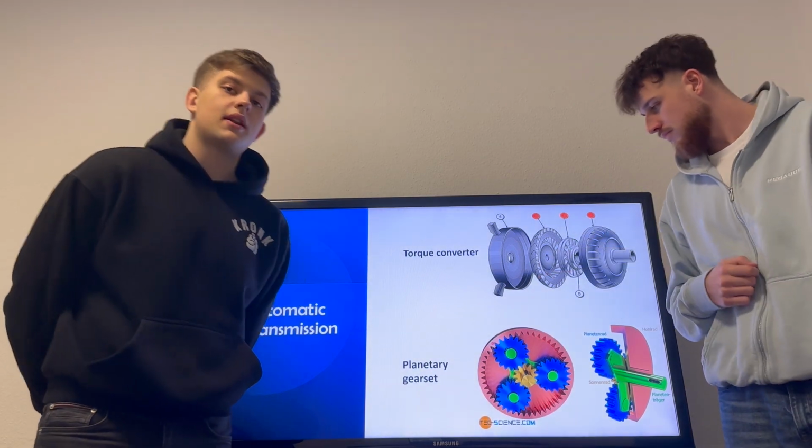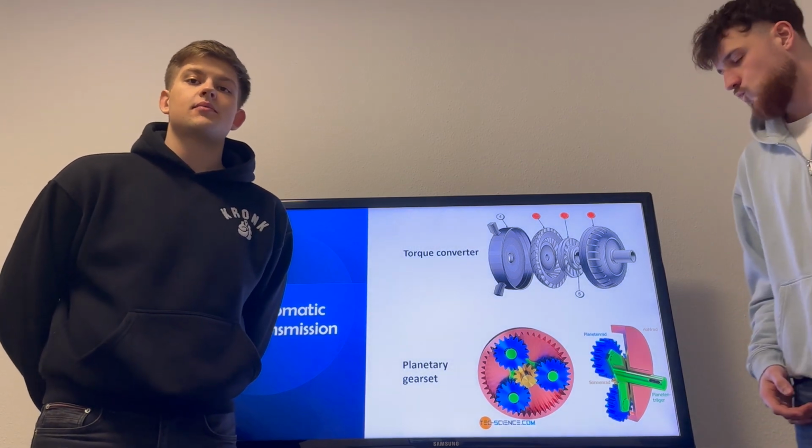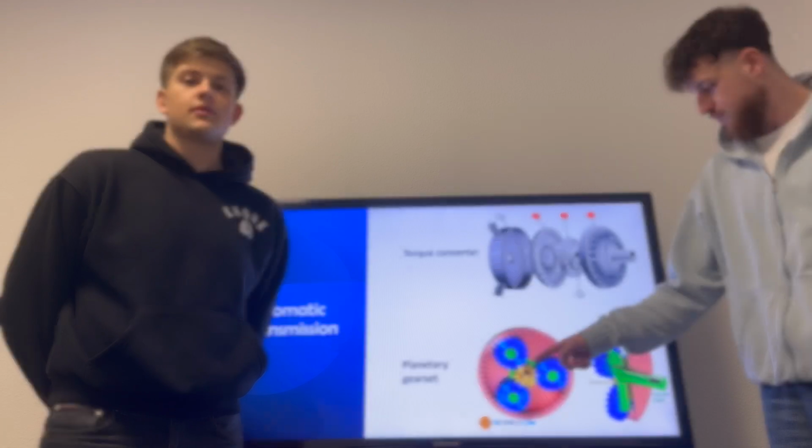Coming now to the planetary gear set, which you can see at the bottom. This is a system of planetary gears that generates various gear ratios.